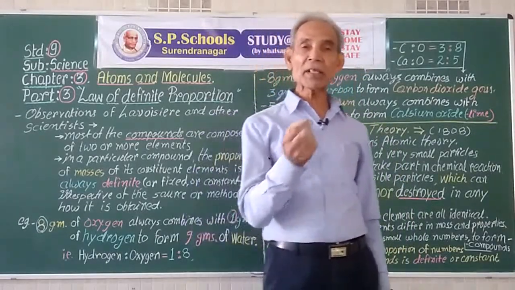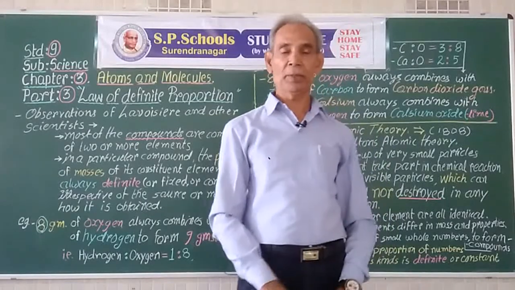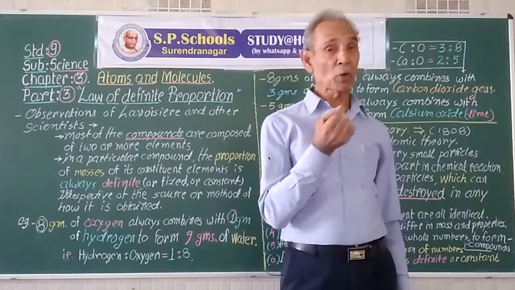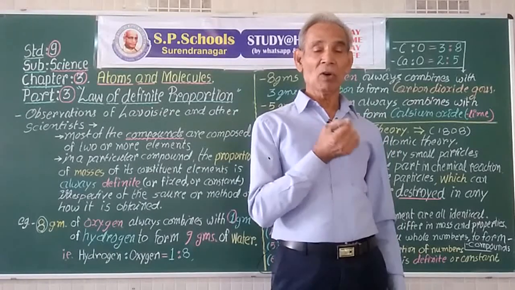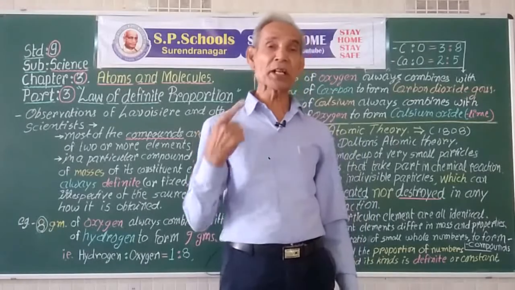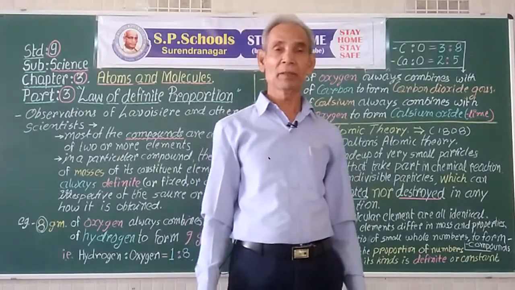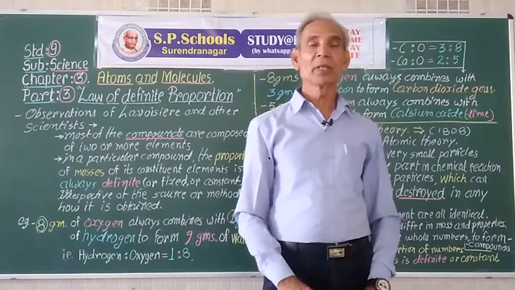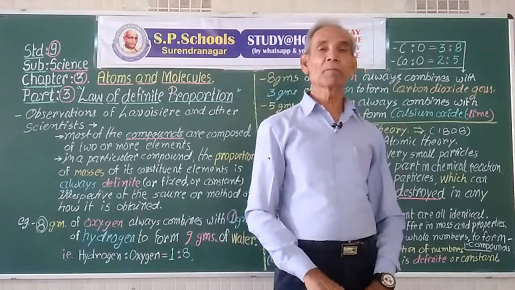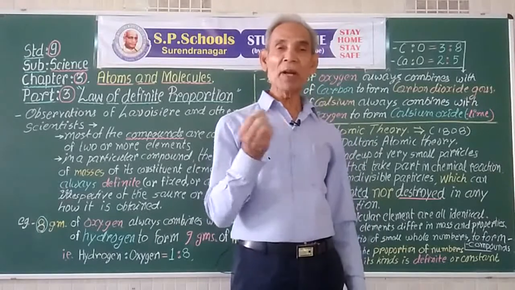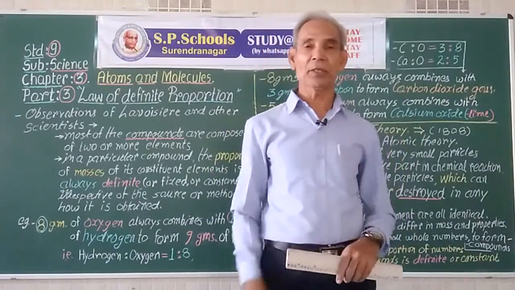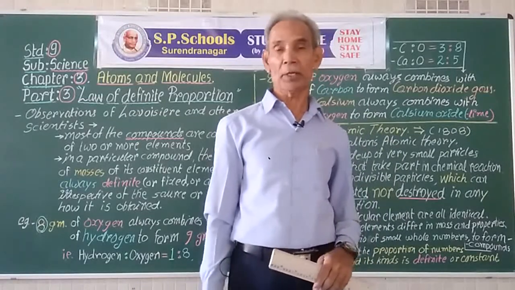But suppose we have a sample of brass. From brass we can get copper, and also from brass we can get zinc, another metal. There are other substances in which such elements, simple substances, combine to form new substances of different properties.